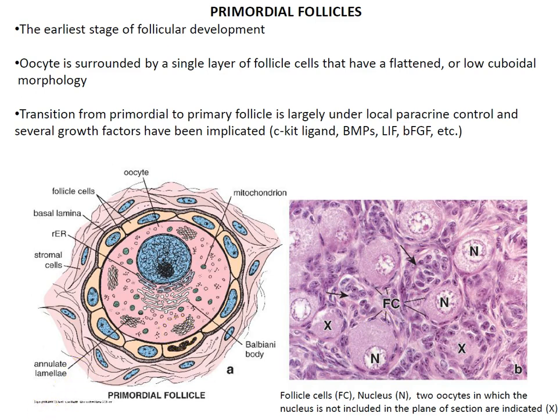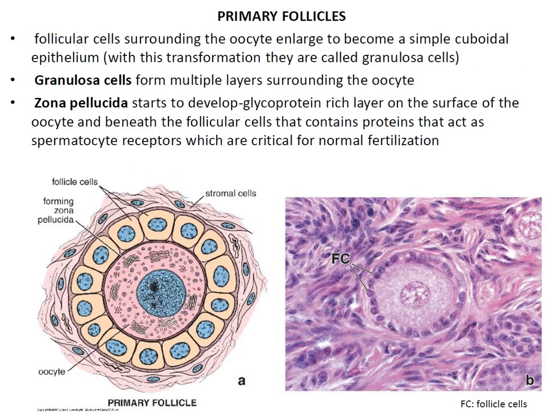Now, the transition from primordial to primary follicle is largely under local paracrine control, and several growth factors also play an important role in this transition. In the transition to a primary follicle, there are some very important changes in the appearance of the follicle. The follicle cells enlarge to become a simple cuboidal epithelium around the oocyte. With this transition, they are called granulosa cells. Originally seen as a single layer, they will grow and form multiple layers.